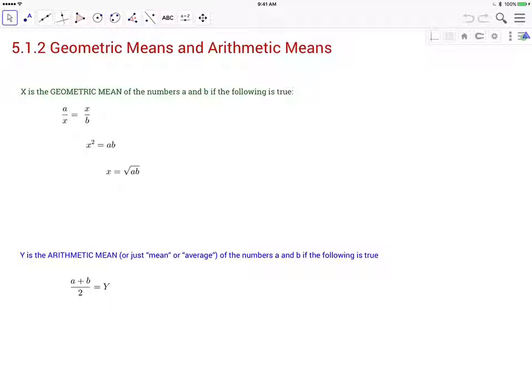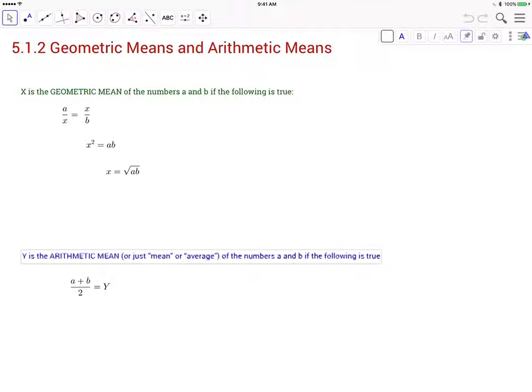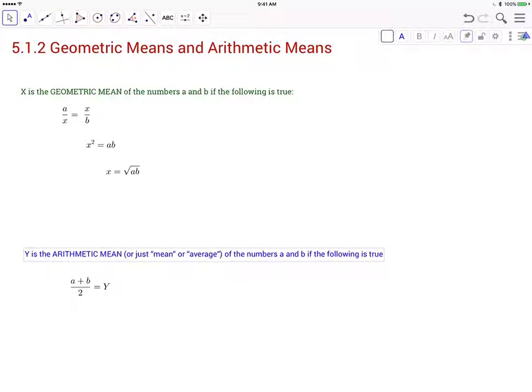Okay, now we're going to talk a little bit about something that is familiar to many people, which is located here at the bottom, arithmetic means. And this is just an average. We've often talked about this over time in math.